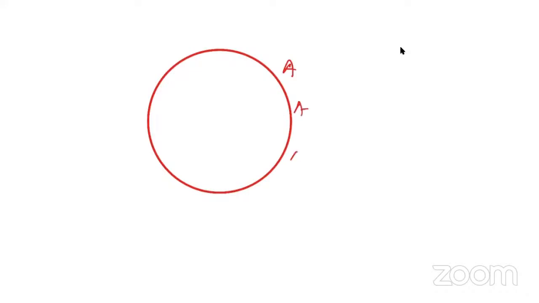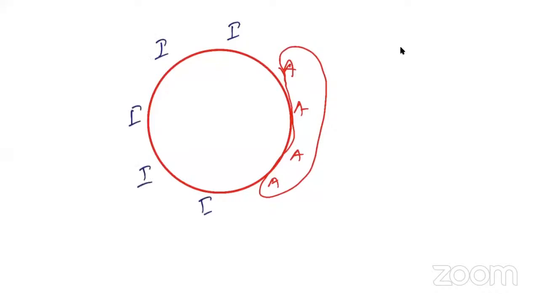1, 2, 3, 4, right? These 4 must be together, and Indians are sitting there. 1, 2, 3, 4, 5, right? 5, and we are taking this as 1, right? 1, 2, 3, 4, 5, and this is 1, 6.